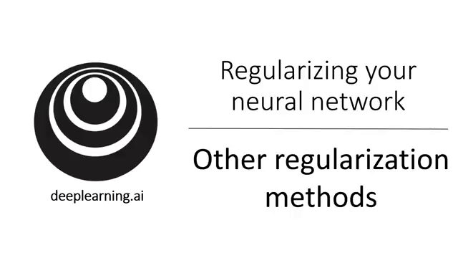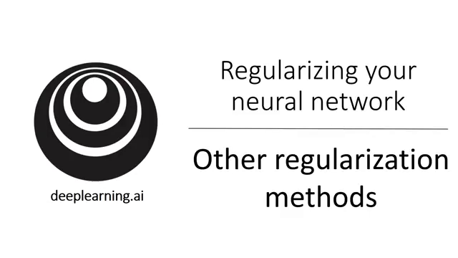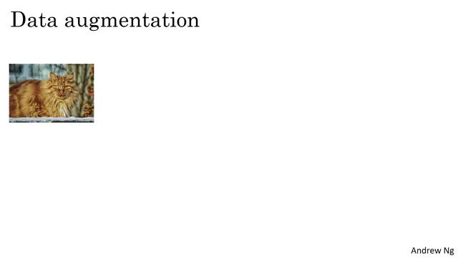In addition to L2 regularization and dropout regularization, there are a few other techniques for reducing overfitting in your neural network. Let's take a look. Let's say you're fitting a cat classifier. If you're overfitting, getting more training data can help, but getting more training data can be expensive and you sometimes just can't get more data.